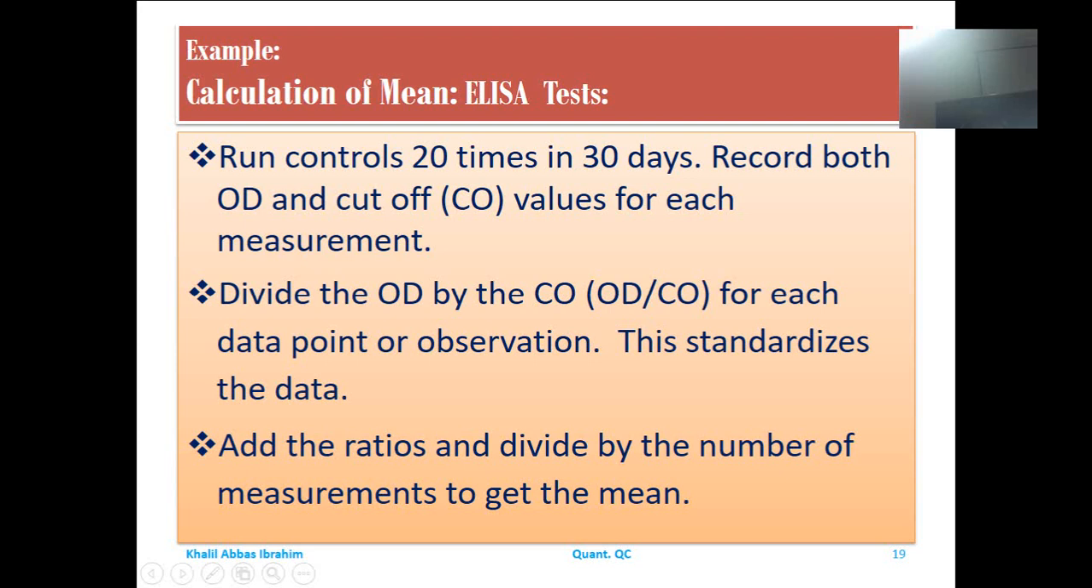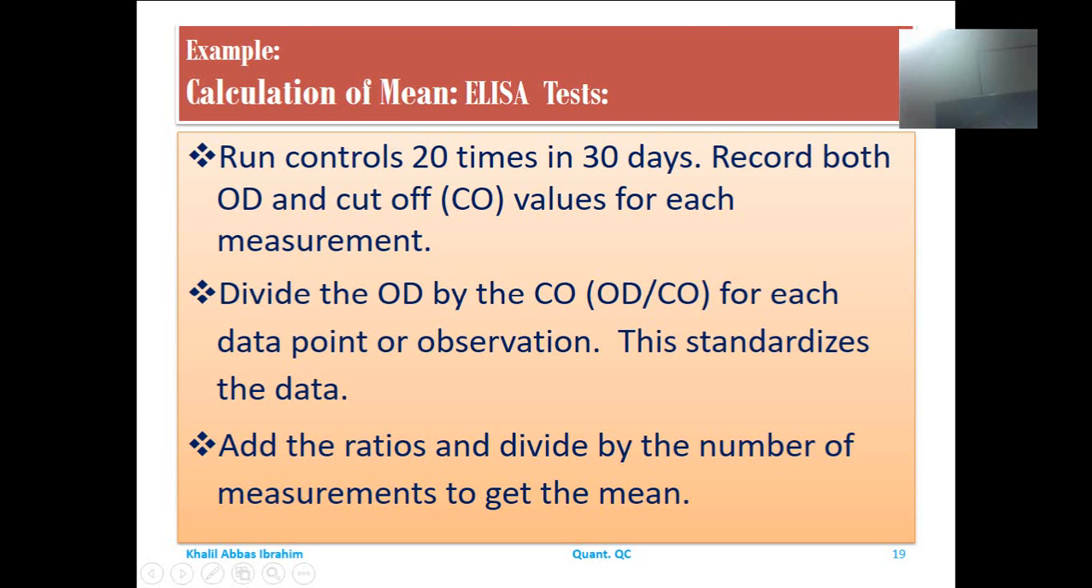Then you divide the optical density by the cutoff and obtain a ratio for each value that you have achieved, for each value of the 20 values. So you do have 20 ratios which represent the optical density over the cutoff value. And then this is carried out to standardize. This ratio is obtained so as to standardize those values, to standardize the data that you have obtained.